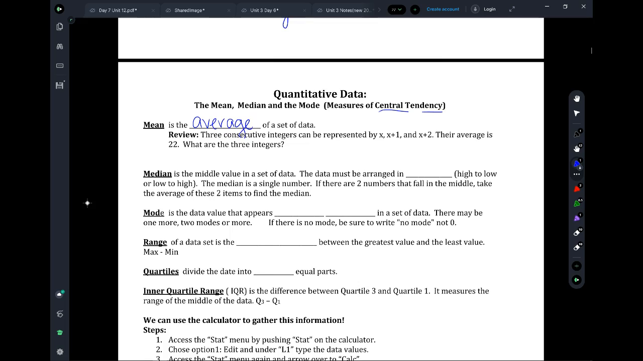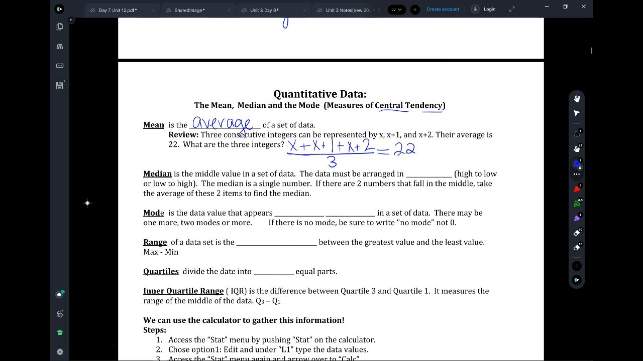Now you might be able to figure it out off the top of your head, but I'm going to show you how you would set it up. So if we consider these 3 separate integers, the first one plus the second one plus the third one. Since we added 3 numbers together, we would divide by 3. If we were adding 5 numbers together, we would divide by 5, and so on. And they're telling me that the average equals 22, so I'm going to set it equal to 22.